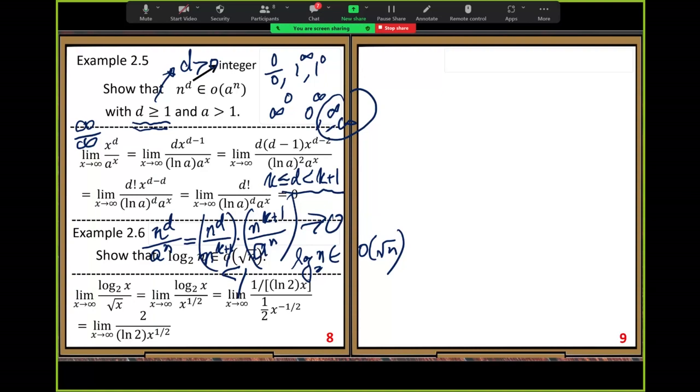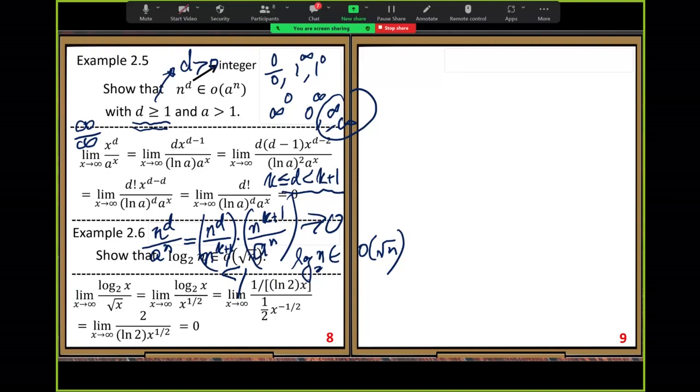This time, because it's not an infinity over infinity indeterminate form, we can take the limit directly. When x goes to infinity, the denominator goes to infinity. 2 over infinity, so the limit equals 0. Then we can go back. So the limit equals 0, so we have this conclusion: log base 2 of n belongs to little o of root of n. Conclusion.